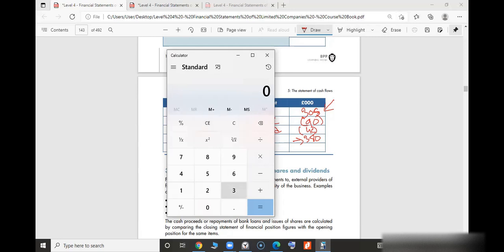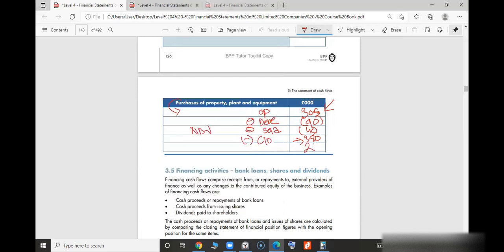Okay, let me just quickly do it. At the beginning, we had 305 minus 90 depreciation, minus some of the assets, 45. How much should we have? 170, but we have more than that, 380. That means we bought more assets. How much did we buy? 210 is the right answer.